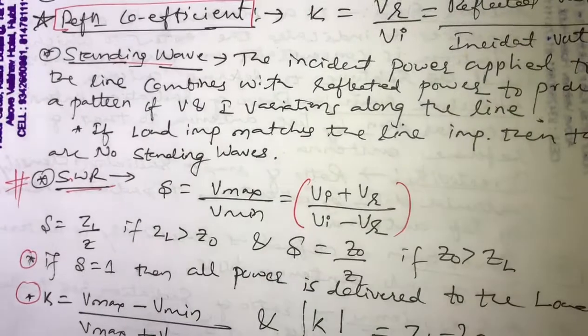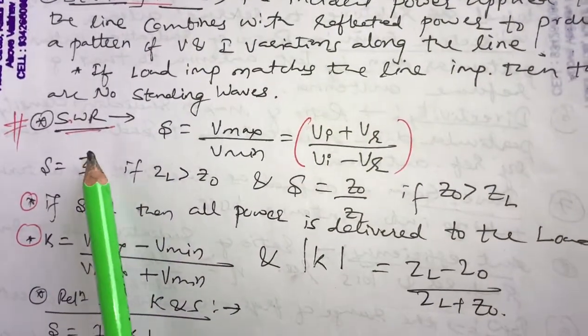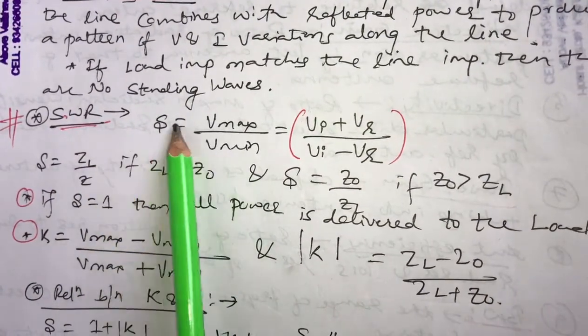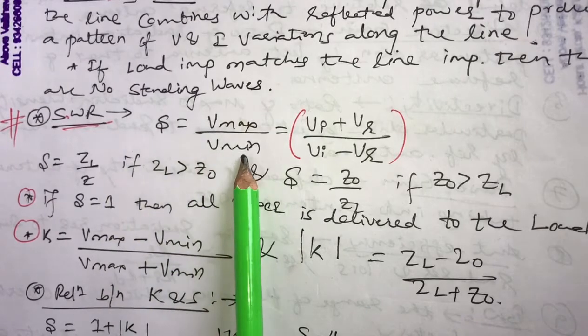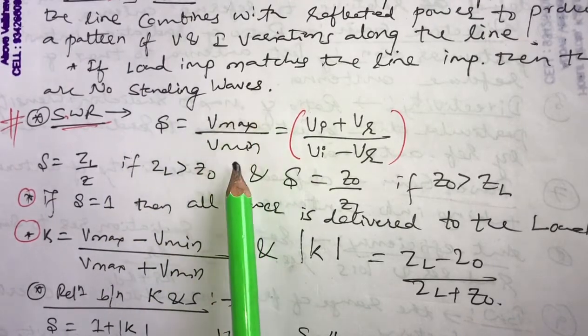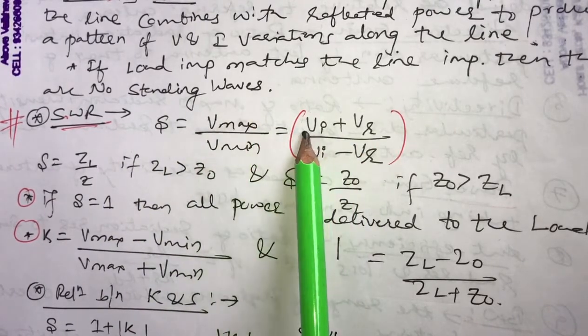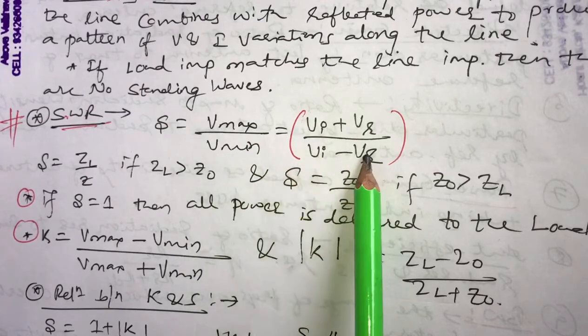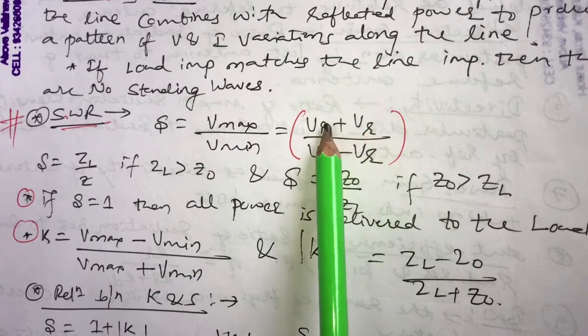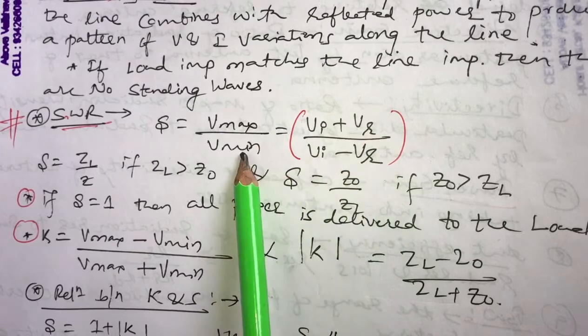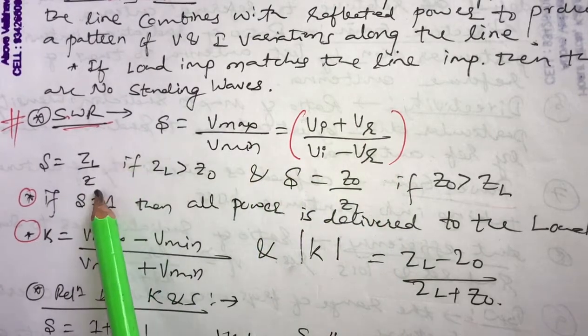Next topic, standing wave ratio, very important from the CET point of view. SWR is given by S equal to Vmax by Vmin, that is, the ratio of maximum voltage to minimum voltage, where maximum voltage is Vi plus Vr and minimum is Vi minus Vr. Incident plus reflected add up to give the maximum, subtract to give the minimum. So S is ZL by Z0.